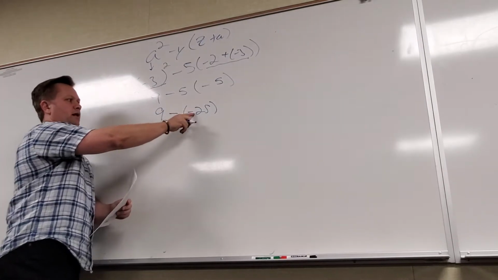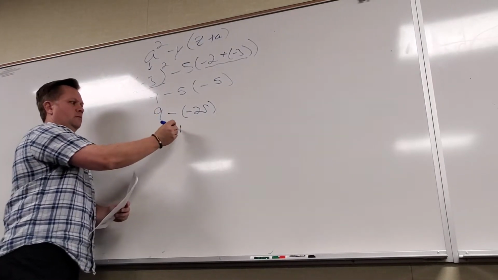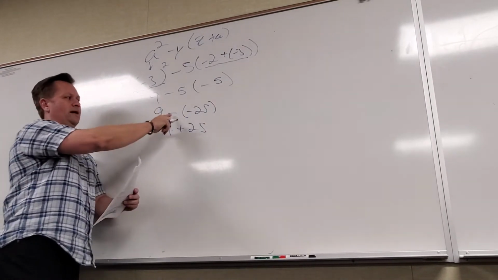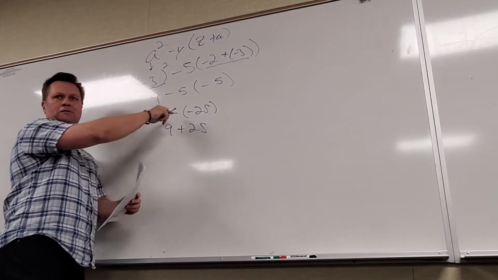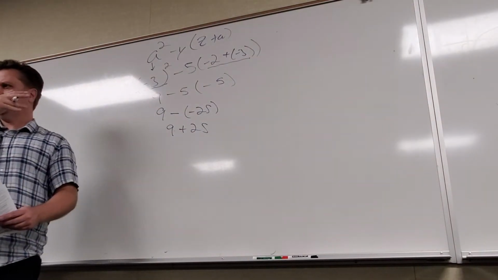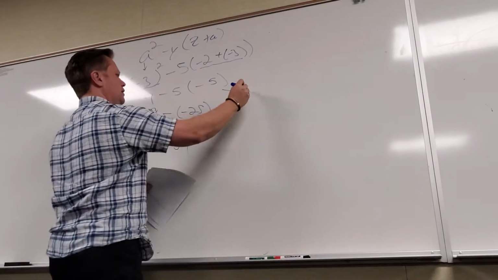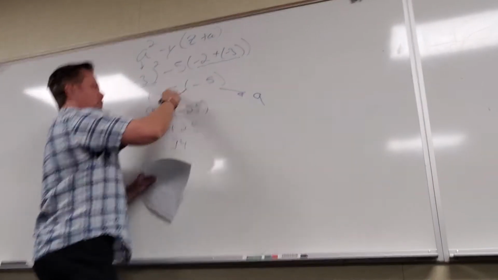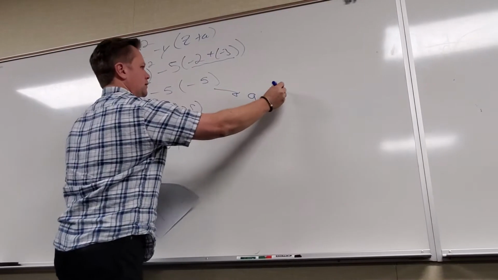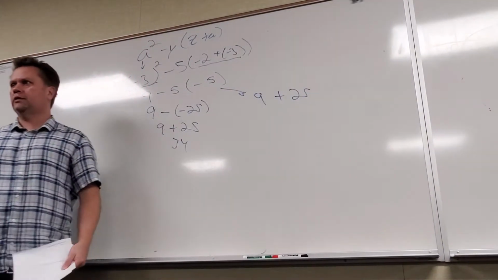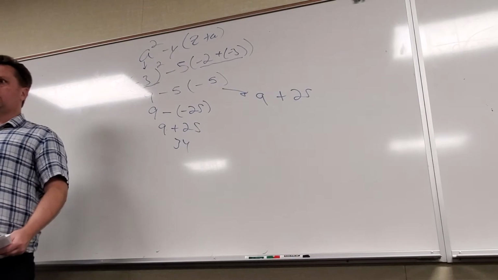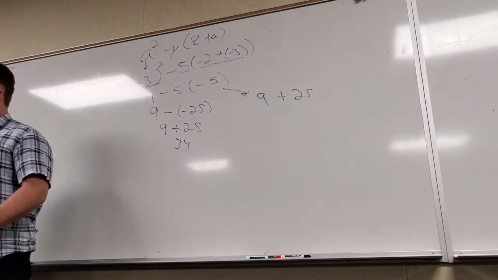And then minus a negative is? Plus. I always look at minus and negative as forgiving debt, which is why they cancel. And then 34. Or you could have done this. 9, negative times negative is positive 25. And it gets you to the same place. How are we doing so far? Is that all right? Okay.